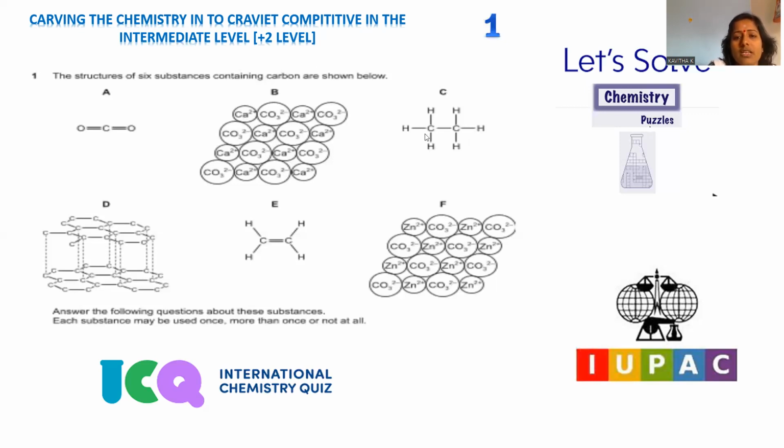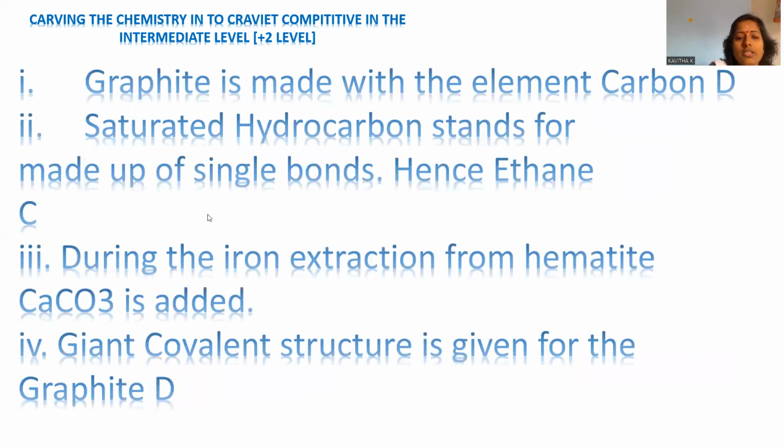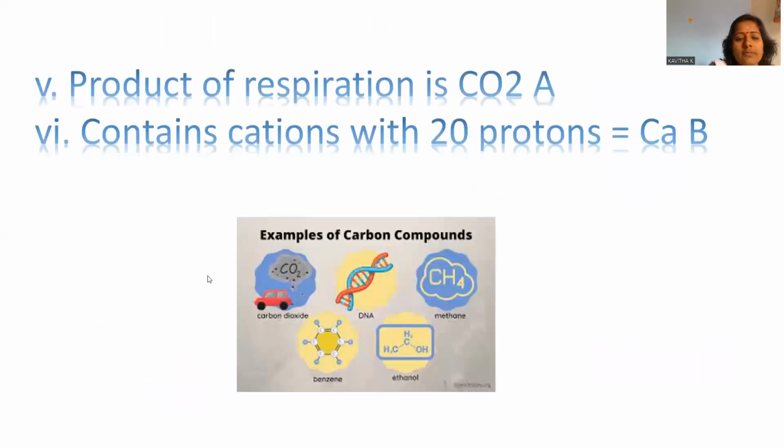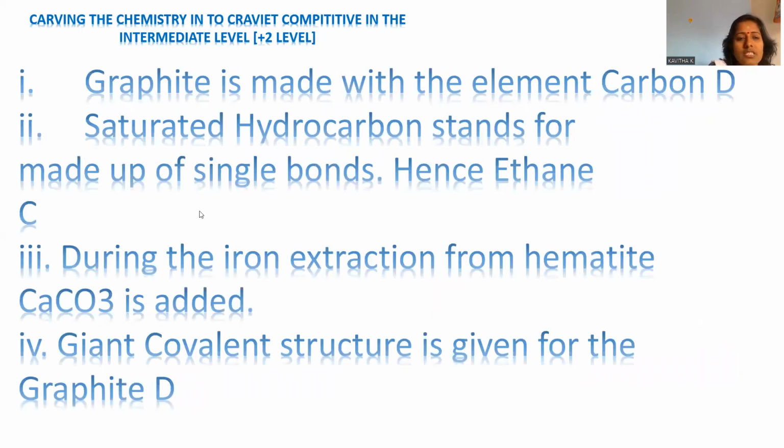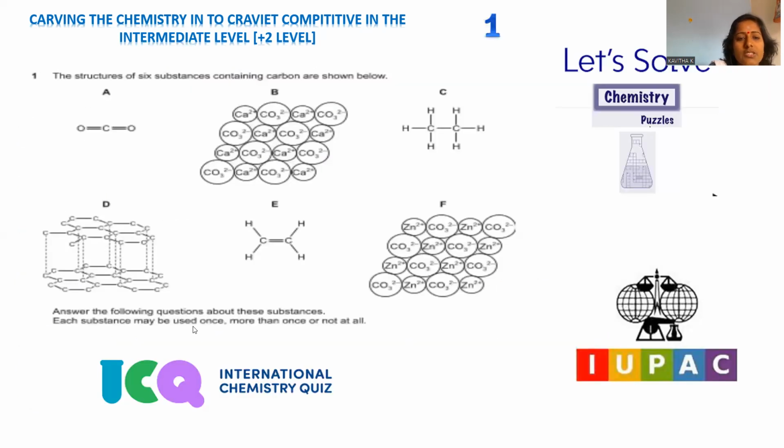If you observe compound C, you can't find any metal here. Option D is also having purely carbons, no metal. And option E is also carbon and hydrogens, no metal. If you see option number F, where zinc and carbonate, zinc is the metal with the 30 atomic number, so the 30 protons reside at its core. So the right answer will be option number B. Calcium is the best example containing 20 protons in its nucleus. Right? So these are the answers, what we discussed just now.